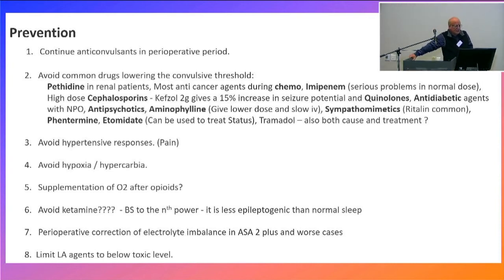Continue anticonvulsants in the perioperative period. Avoid common drugs lowering the convulsive threshold. Now, we just heard about pethidine, and you are so correct, especially in renal patients, because pethidine is a big problem with convulsions if they cannot get rid of it.